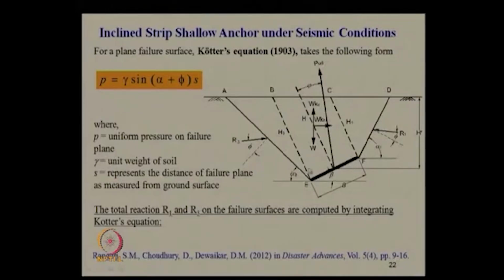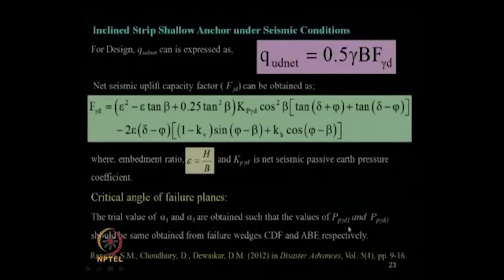This is the basic model which was considered using Coulomb's equation for planar failure surface. And we had already learned that a closed form solution for the net seismic uplift capacity factor F gamma d was proposed like this, from which we can obtain Q_ud net, which is nothing but the net ultimate uplift capacity for the anchor for a particular value of embedment ratio as well as the seismic passive earth pressure coefficient.